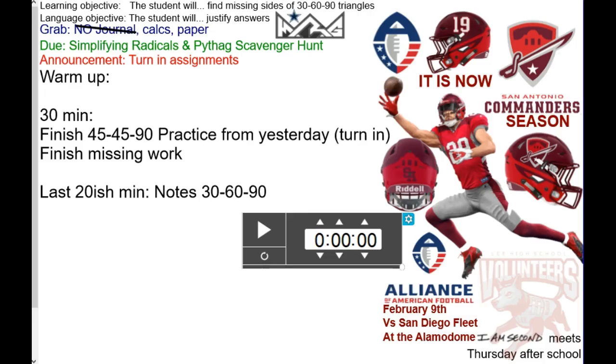All right, so today we are going to be learning about the other special right triangle, which is 30, 60, 90. What did we learn yesterday? 45, 45, 90. Today we're doing 30, 60, 90, right?